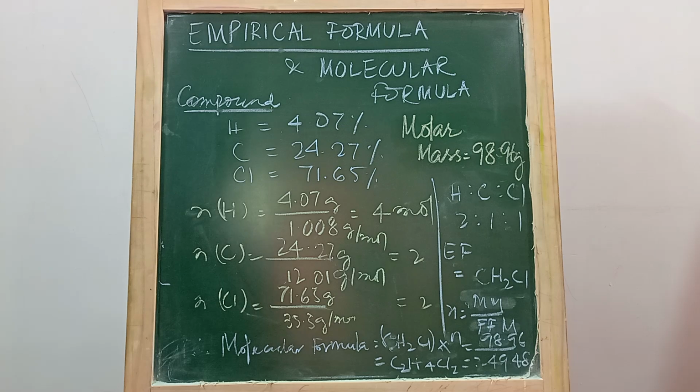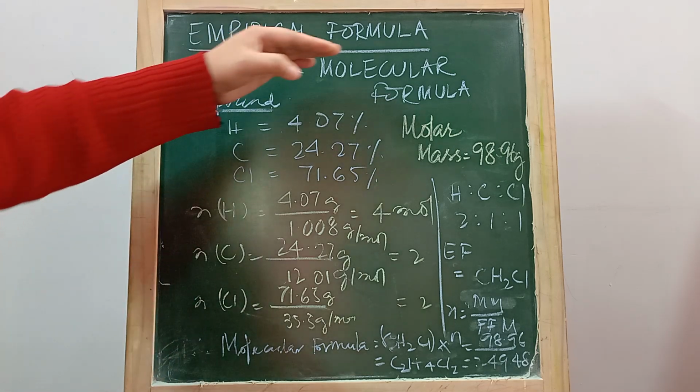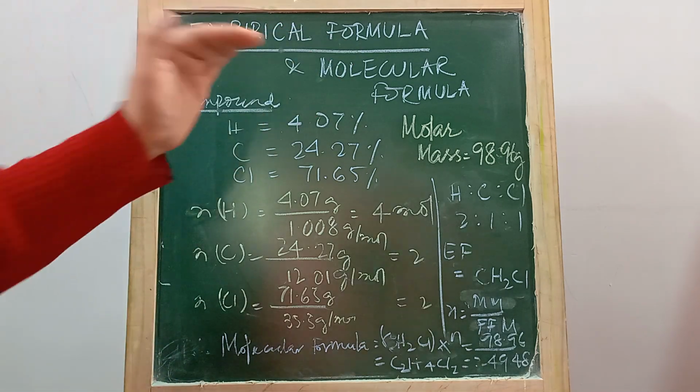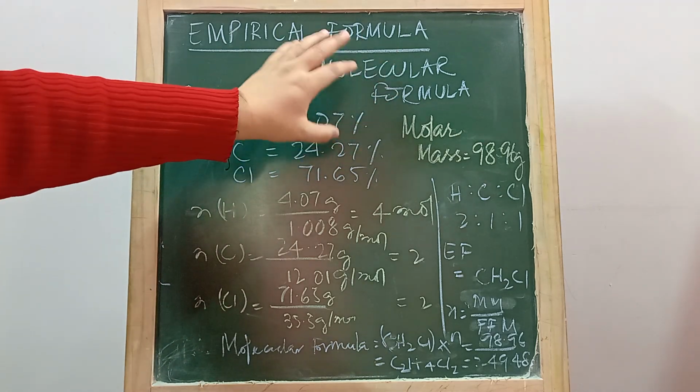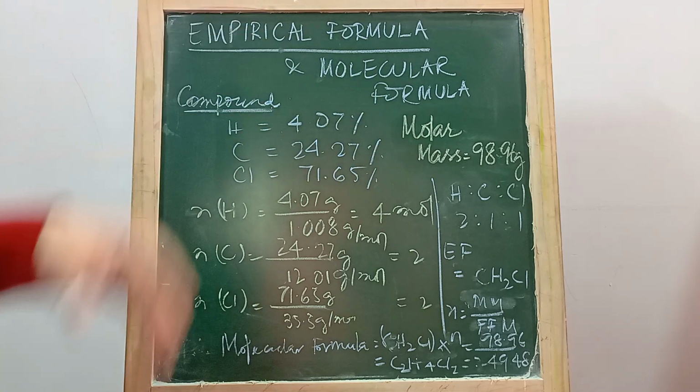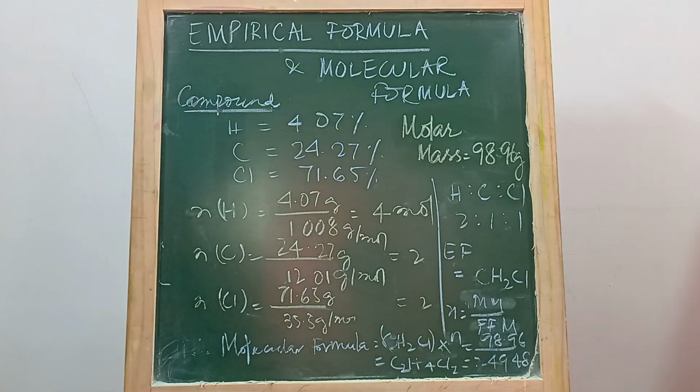So today we'll try to understand what is the empirical formula of a compound, and what we mean by molecular formula, and how we can derive the molecular formula of a compound from the empirical formula when the molar mass of the compound is given. So what is empirical?